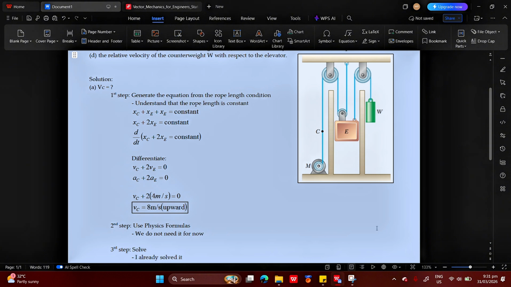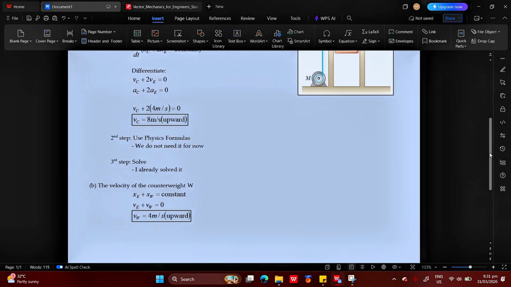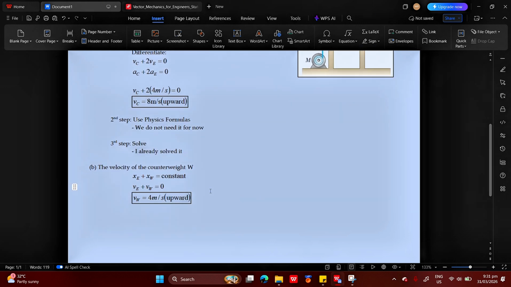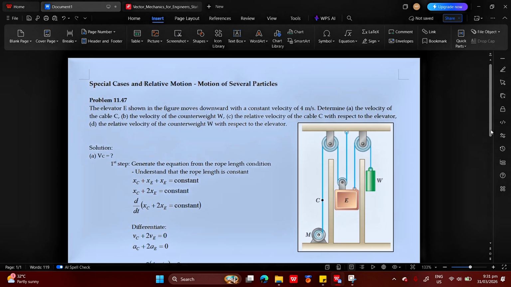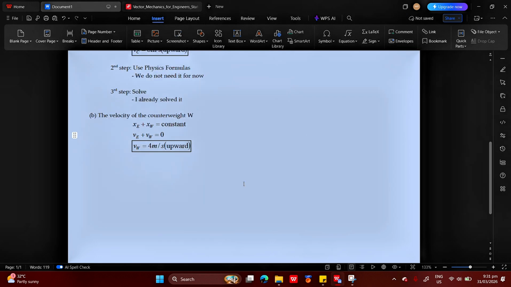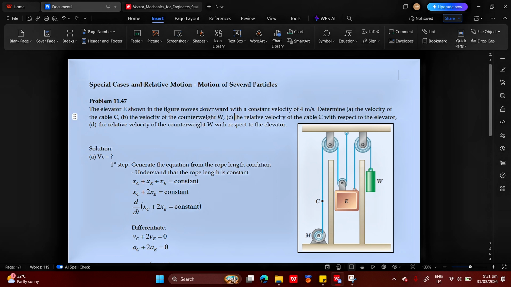Let me check. Of course, there is only one rope, so this is XE plus XW. That's all. So next is C, the relative velocity of the cable C with respect to the elevator. I'm going to explain what the relative means. Once again, relative velocity with respect to the elevator.